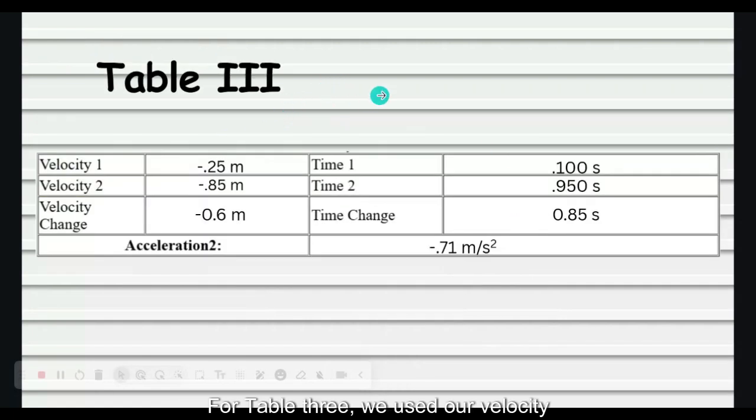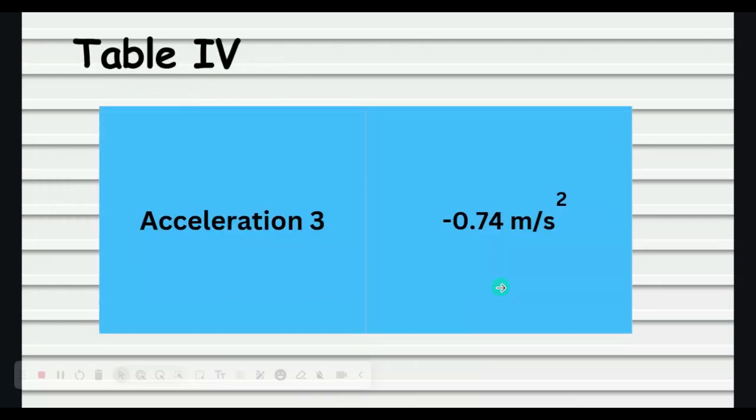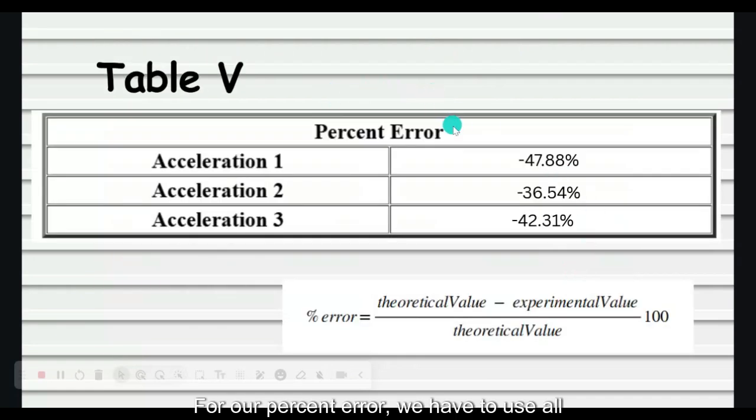For table 3, we used our velocity versus time graph, and we have to find 2 points, which was velocity 1 and velocity 2. We had to find the position for the velocity and also the time. And then we had to find the velocity change and our time change. And for that, we got negative 0.71 meters per second squared. For our next acceleration, we just used our acceleration versus time graph, and we got negative 0.74 meters per second squared for our acceleration.